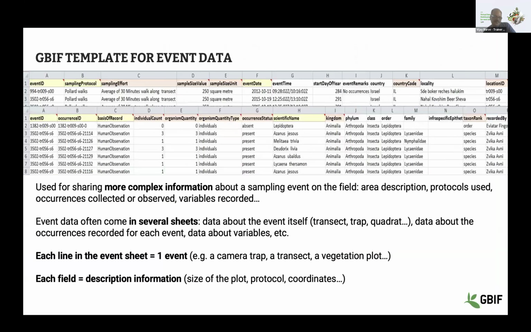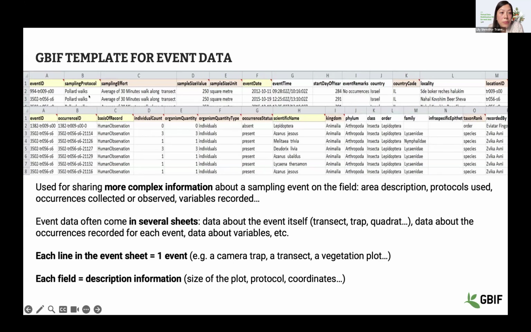Yes. So why I called it complex is because we'll have two data sets, as you can see on the screen here. The first one describes the methodology that we have used in the field, the event, basically any sampling methodology, sampling effort, sample size value, and things like that that we have used in the field. And then the second data set will contain the actual occurrence records of the species.